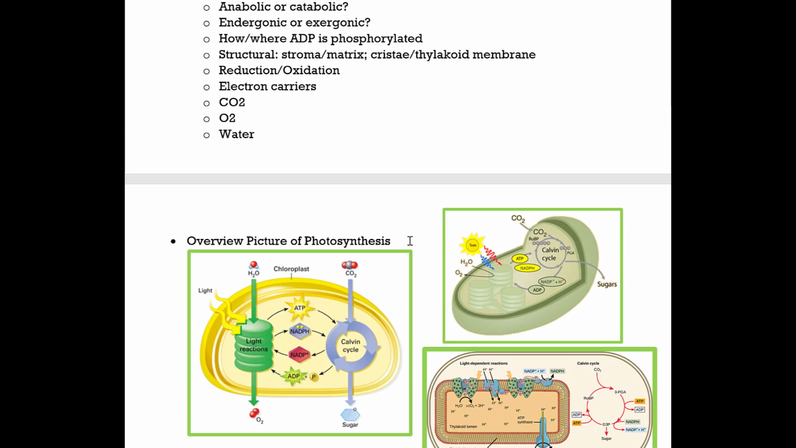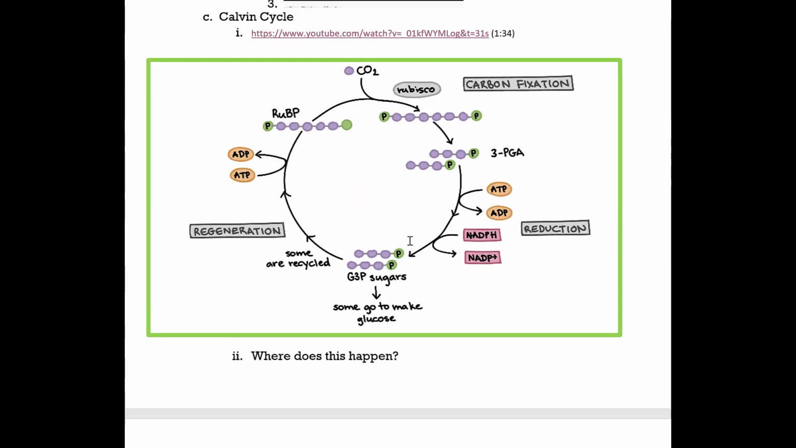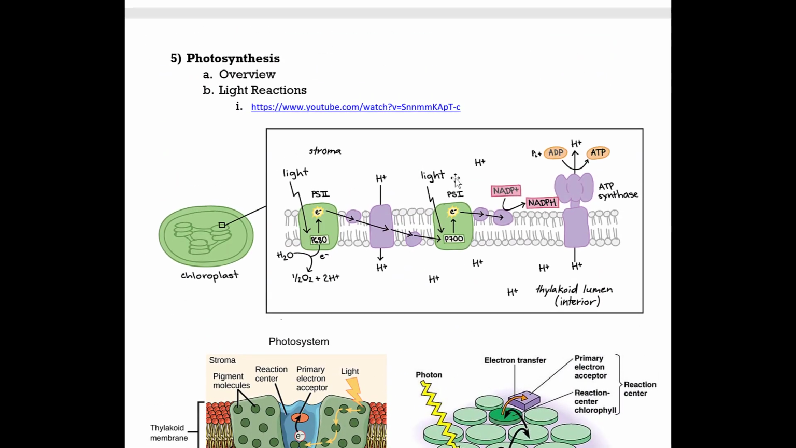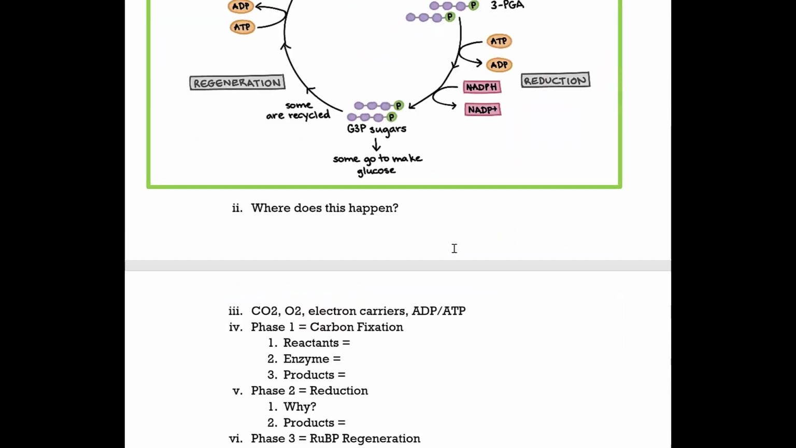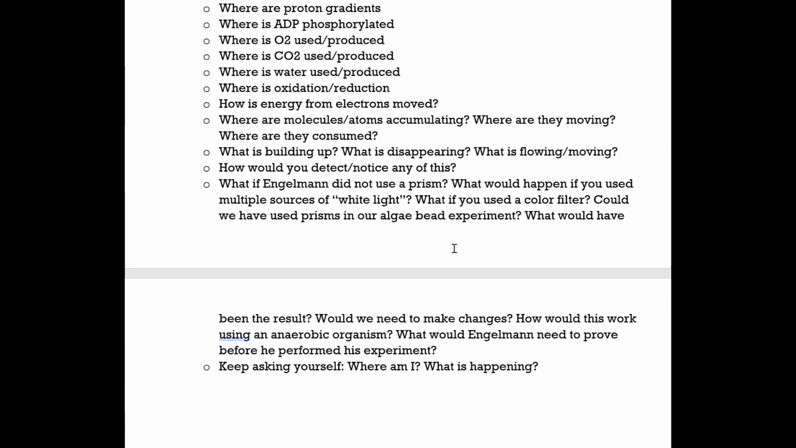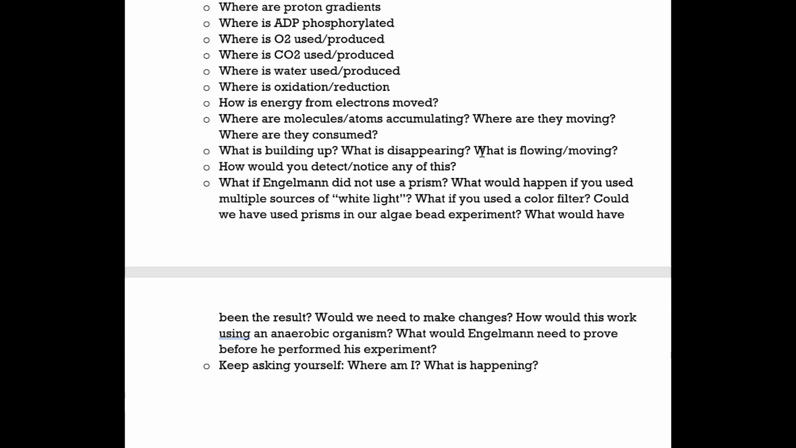And if we look back at our picture of the light reactions, you see that P680 is the chlorophyll A molecule of photosystem 2, and P700 is the chlorophyll molecule in photosystem 1. Those are always very popular questions on this material. And the way you would notice molecules accumulating and disappearing would be pH changes, charge changes, the appearance of a gas, the disappearance of a gas, etc. And lastly, the Engelmann experiment.